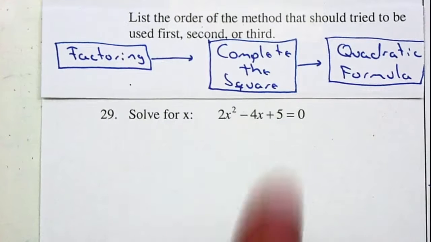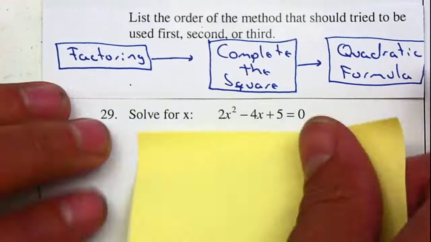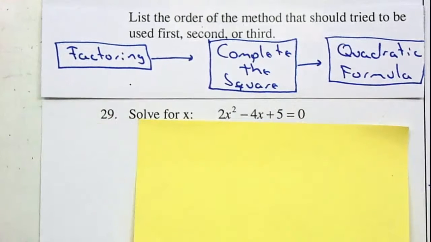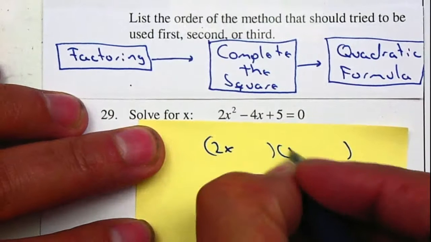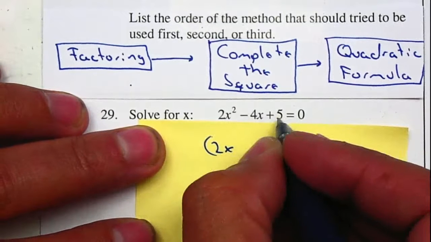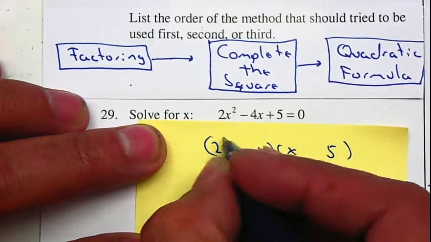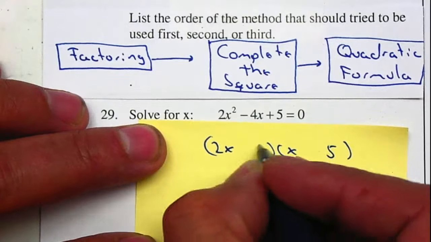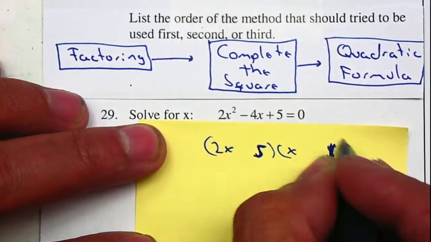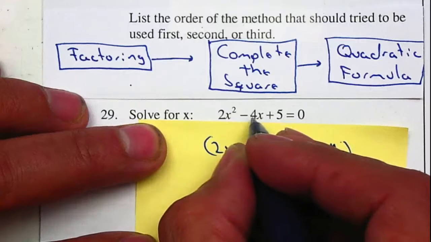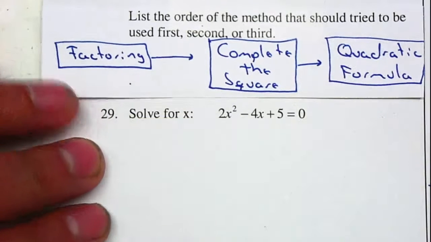For this problem, if you try to factor it out using the double parentheses, then the factors of 2x squared will be 2x and x. Factors of 5 are 5 and 1, and we need to end up with a negative 4. 5 and 1 gives me 10, 11, which does not work. If you place your 5 here and your 1 in here, that gives you 2 and 5, which is not going to give you a negative 4. So therefore we cannot factor it.